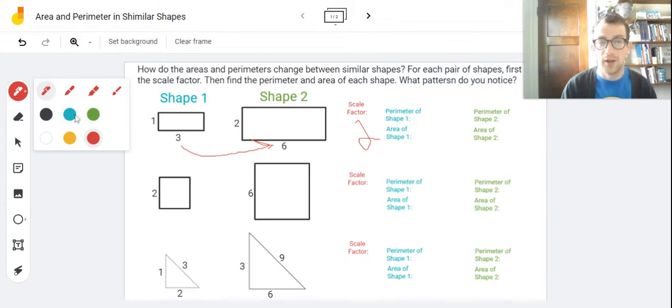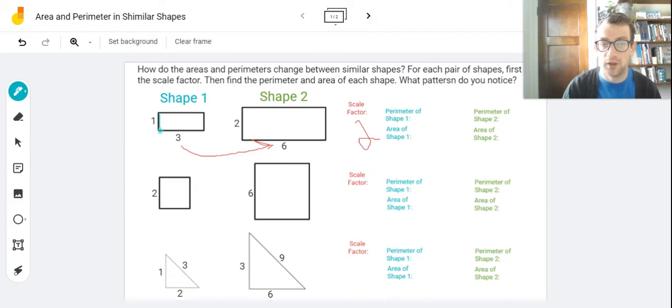If we want to find the perimeter, that means we're going to add up the distance around the outside of the shape. So this is 1 plus 3 is 4 plus 1 is 5 plus another 3 is 8. So the perimeter of shape 1 is 8. Area, in rectangles, we multiply the width times the height. So the area of this is 1 times 3, meaning the area of rectangle 1 is 3.